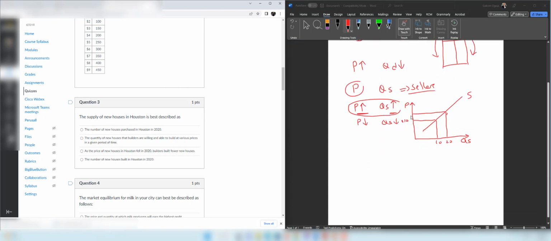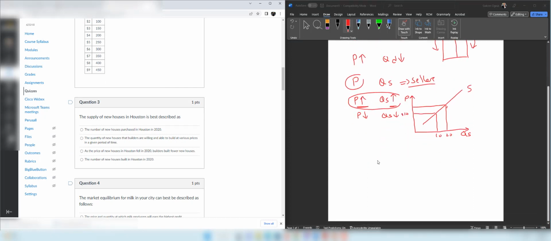The supply of new houses in Houston is best described as how? Let's try to find out which represents the supply. The number of new houses purchased. So purchasing is not supply side. Purchasing is buyers, right? Buyers buy, suppliers sell the product. Therefore, the first one is not correct. That represents the demand for houses.